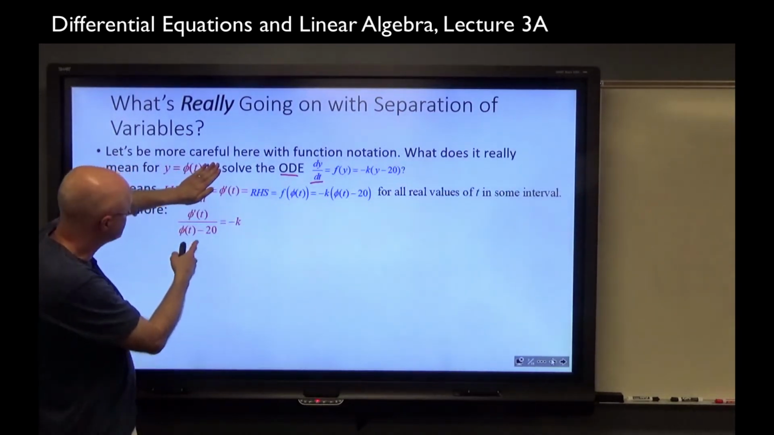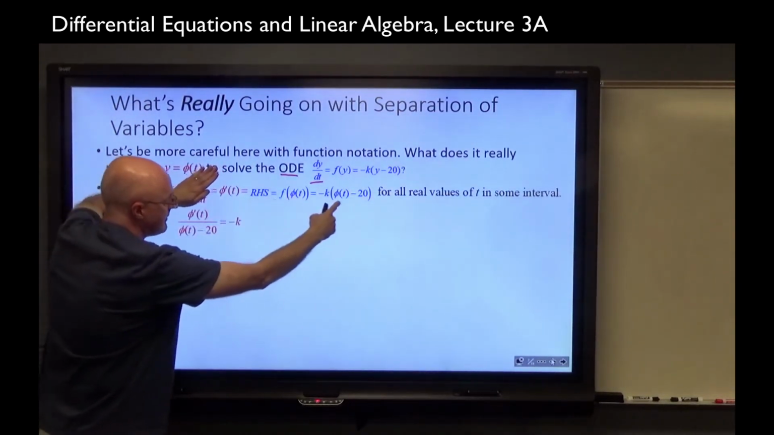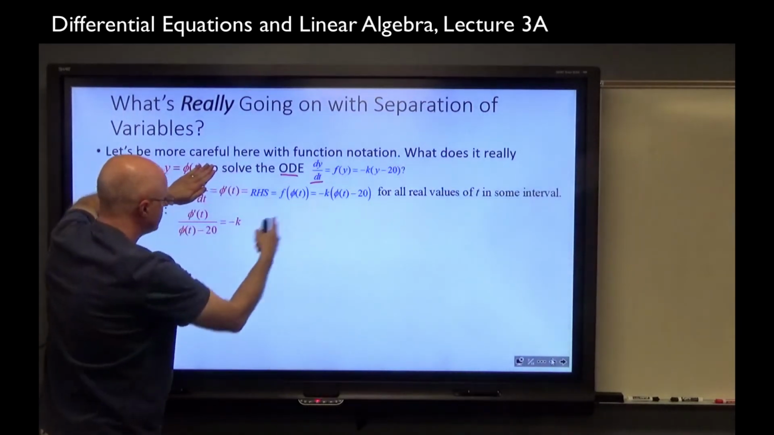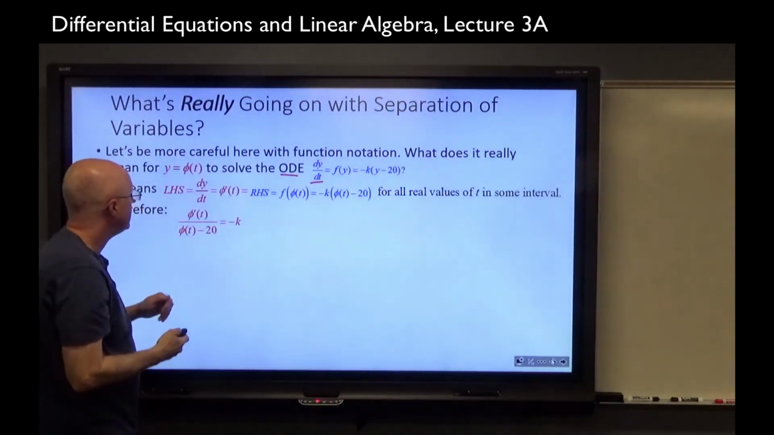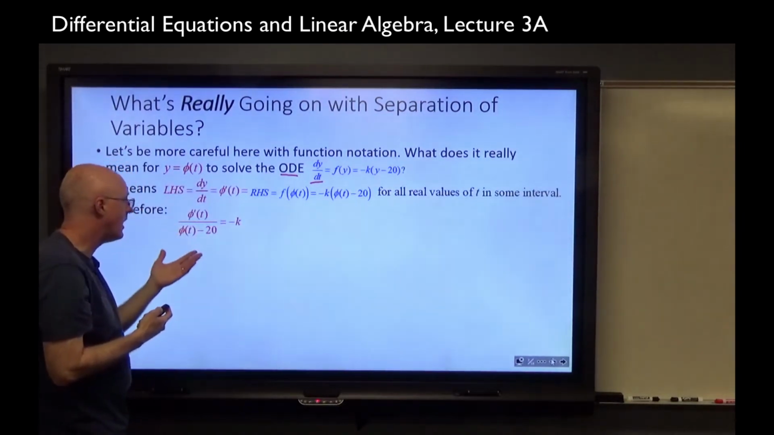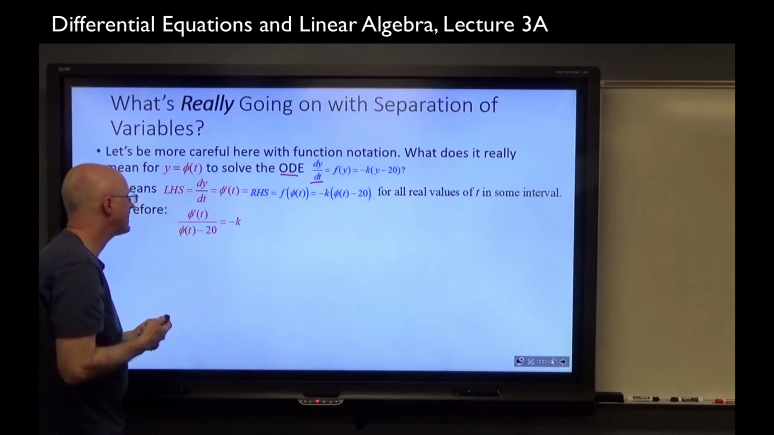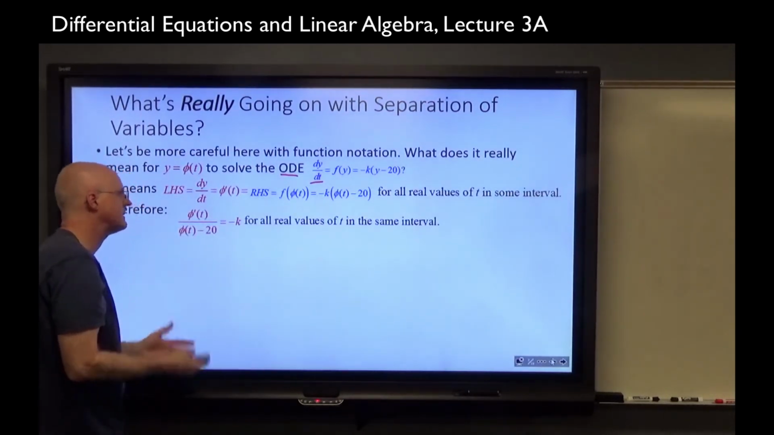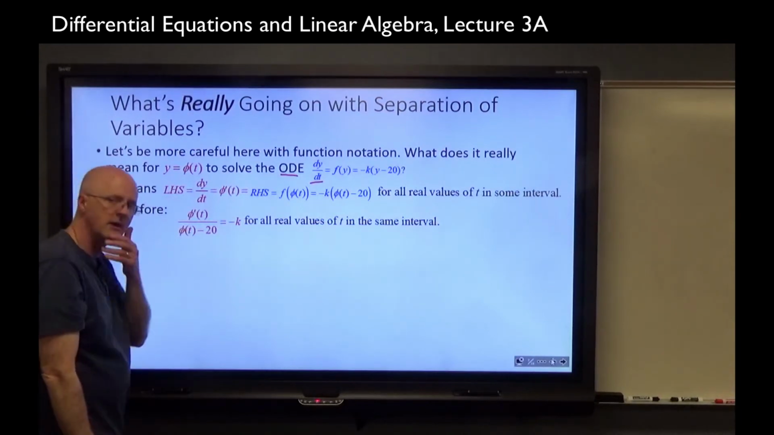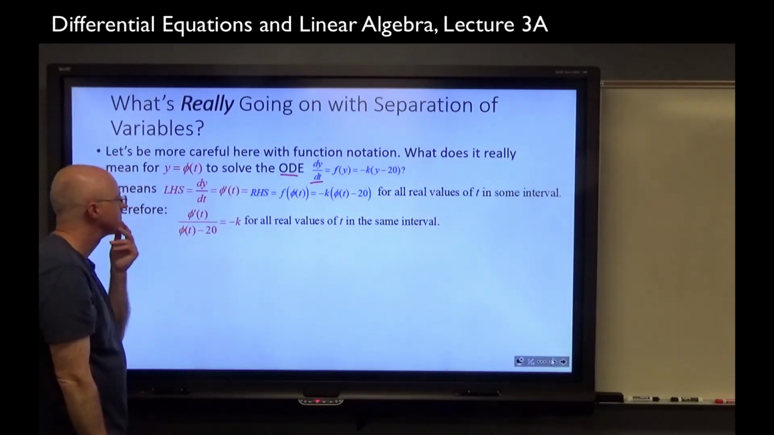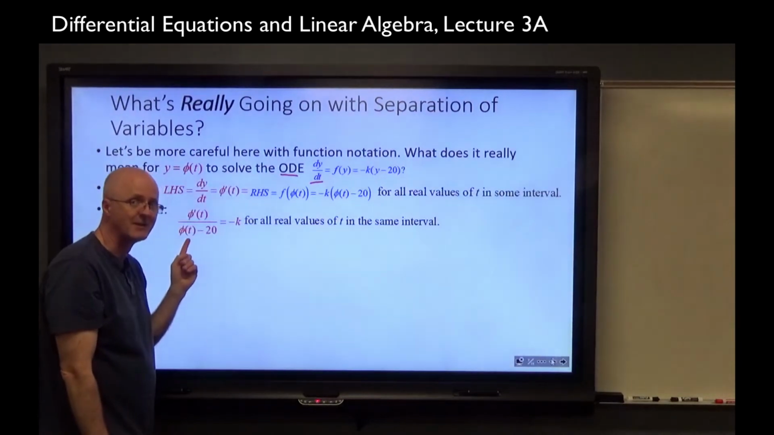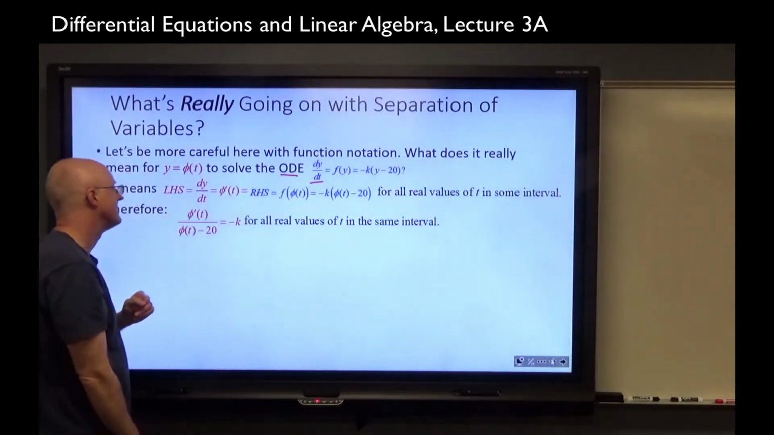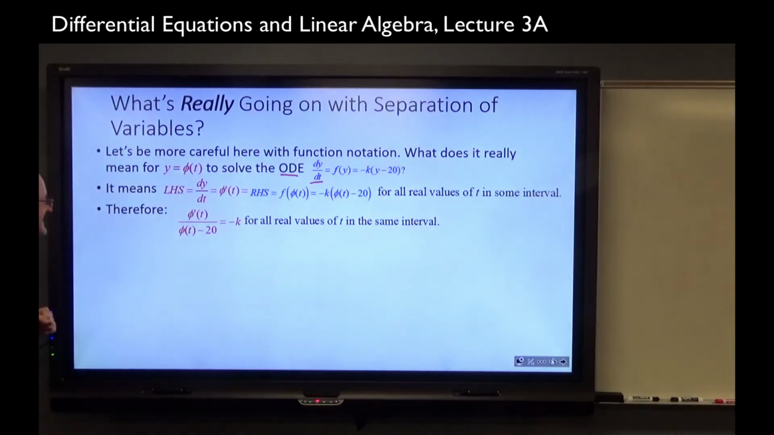Ignore the dy dt. Just focus on phi prime of t divided by phi of t minus 20 gives me this. And I still just have a negative k on the right. If phi of t is a solution, then for all allowed values of t where at least I'm not dividing by 0, these should be equal. For all real values of t in the same interval, or maybe some smaller interval, because we want to avoid dividing by 0. Actually, there is a case where you would end up dividing by 0 here. Phi of t is the constant function 20. But let's pretend it's not.